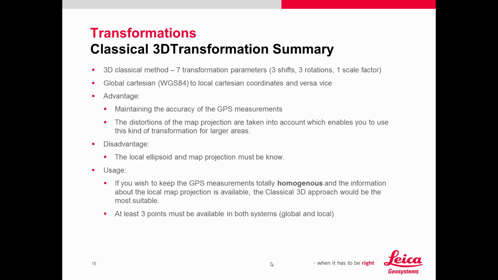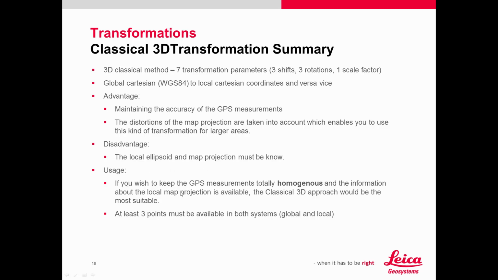This is just a summary of what we said. It is creating 7 parameters: 3 shifts, 3 rotations, 1 scale factor. It converts from WGS84 to local. It is maintaining the accuracy of the GPS. The distortions of the map projection are taken into account, which enables you to use this kind of transformation for a larger area. The disadvantage is that the local ellipsoid and map projection must be known.